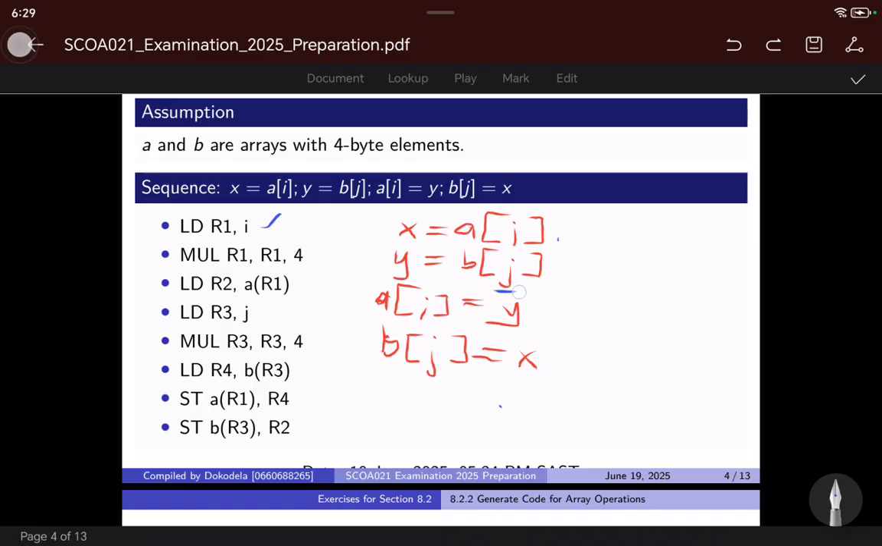First, I need to load this into a register. Already I've used register 1 and 2, right? I'm loading J into register 3. And then we know that the byte of this is 4, so I'm going to multiply register 3 with 4. Then I store these things still in register 3. The reason I'm doing that is because I want to have this in the form of B, R, whatever R that I'm dealing with there. So the register is 3.